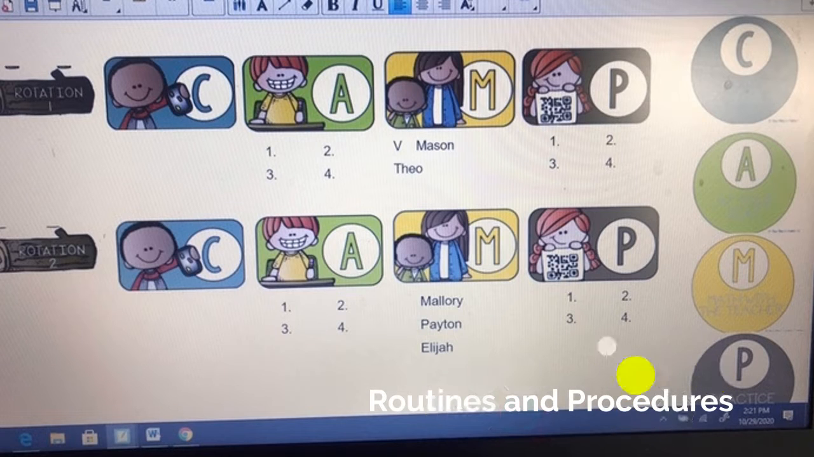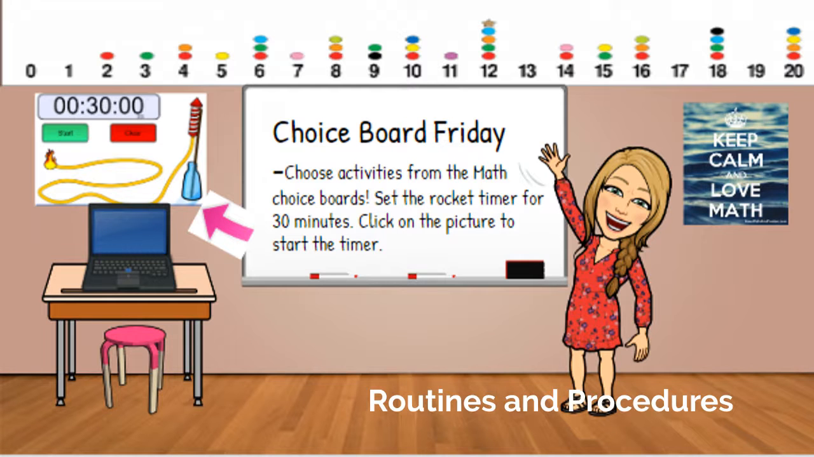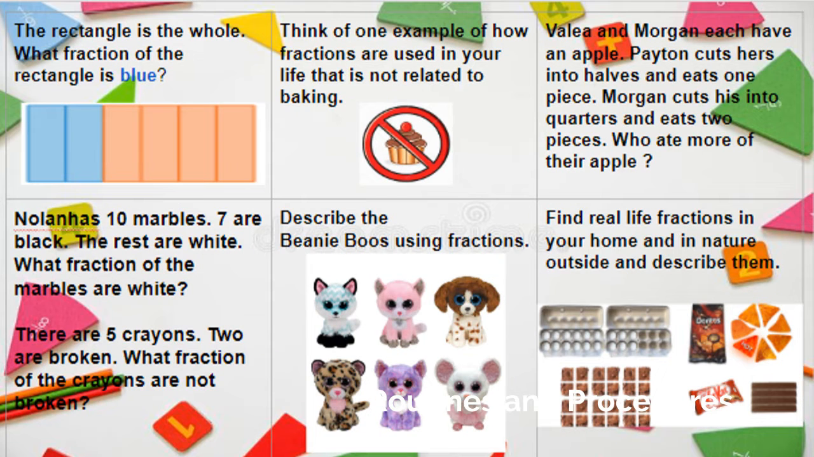The second part is routines and procedures. Students need to know, what can I do? They need to be given clear expectations about their options. You need to decide on how you will do that. Will it be a choice management system? Will it be math menus in the form of a choice board? Or must do, can do? That's just to name a few.